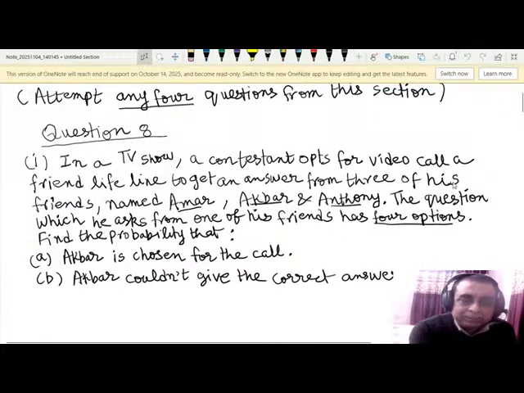The first part of question number 8. In a TV show, a contestant opts for the video call a friend lifeline to get an answer from 3 of his friends named Amar, Akbar, and Anthony. The question which he asked one of his friends has 4 options. A. Find the probability that Akbar is chosen for the call. B. Akbar couldn't give the correct answer.